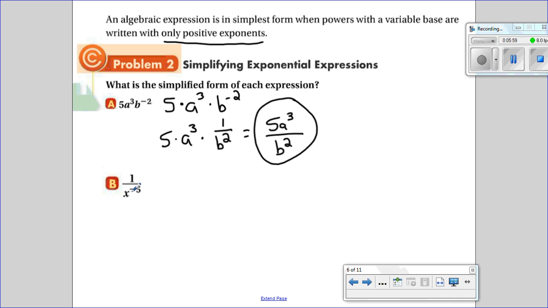Okay? What happens if it's already on the bottom? You just flip it. So instead of being 1 over x to the negative 5, it is now x to the positive 5 over 1. And you know that you don't have to write the 1 when it's in the denominator, and so it's x to the 5th.